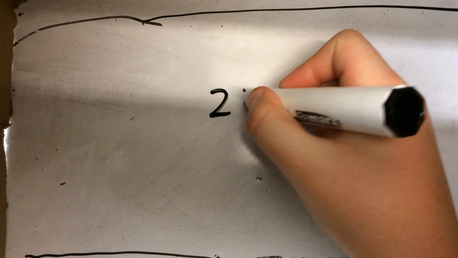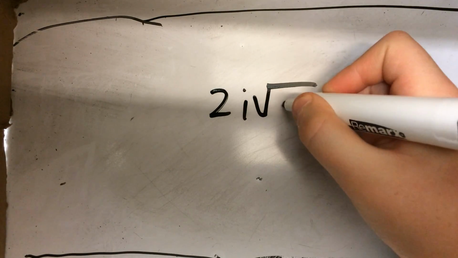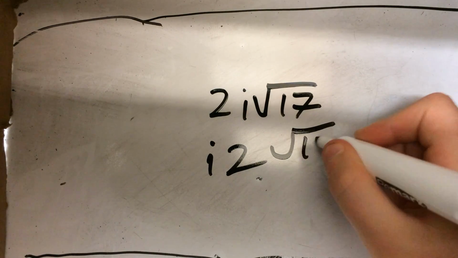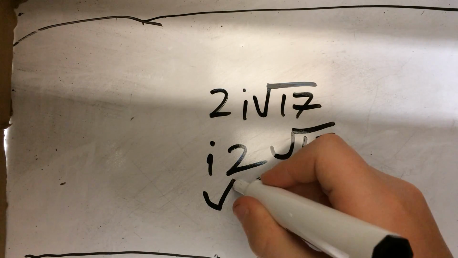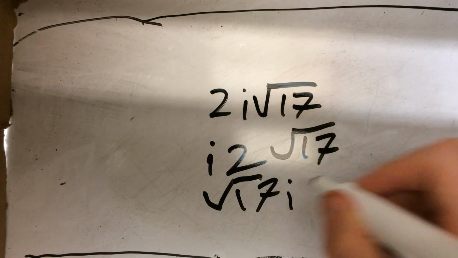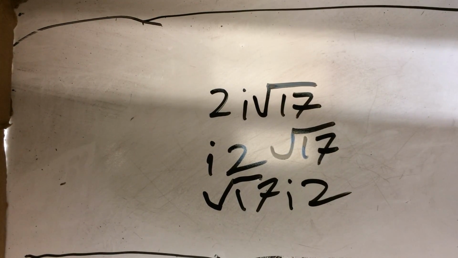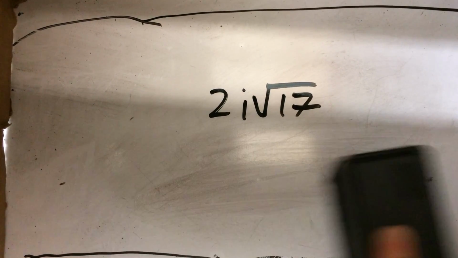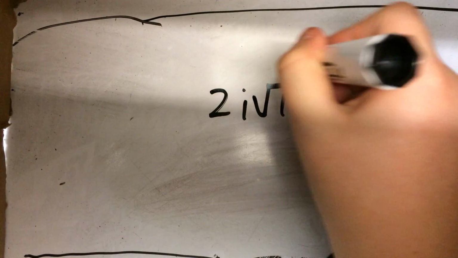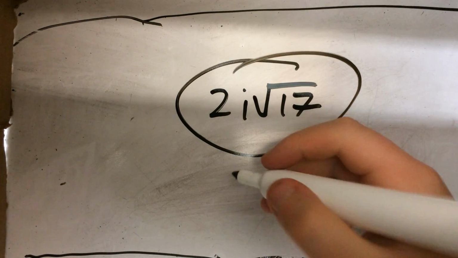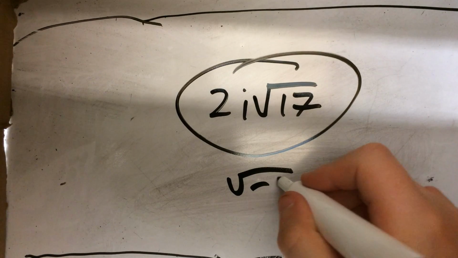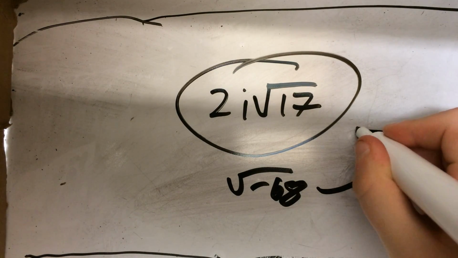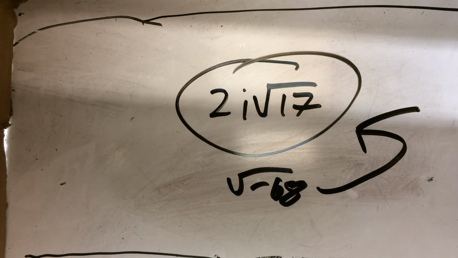Right, they're going to be 2i square root of 17, i 2 square root of 17, or square root of 17 i 2. And I like the top one the most. So, simplified, the square root of negative 68 is equal to that. I've shown you all the steps. Thanks.